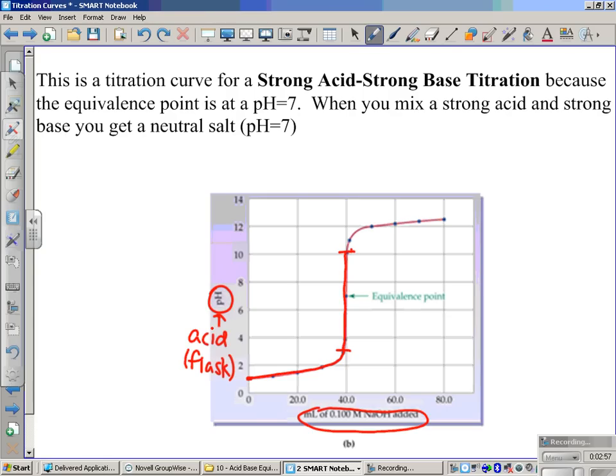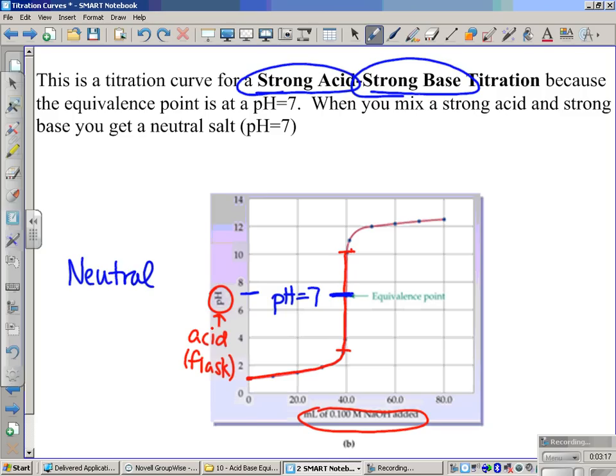Right smack dab in the middle of that jump is where the equivalence point pH is. So on this one, if you look, the pH at the equivalence point is equal to 7, which makes sense because this one told us this was the mixture of a strong acid and a strong base. And we know a strong acid and a strong base make for a neutral salt. So that would be logical.